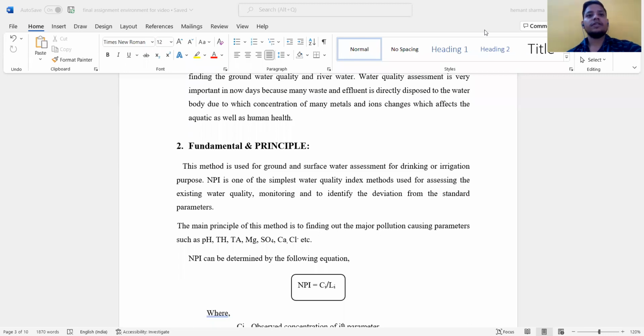Now we are moving towards the fundamentals and principle of our NPI method. This method is used for ground and surface water assessment for drinking or irrigation purposes. NPI is one of the simplest water quality index methods used for assessing water quality monitoring and to identify the deviation from the standard parameters. Standard parameters are taken from the Bureau of Indian Standards, or we can take WHO standards.